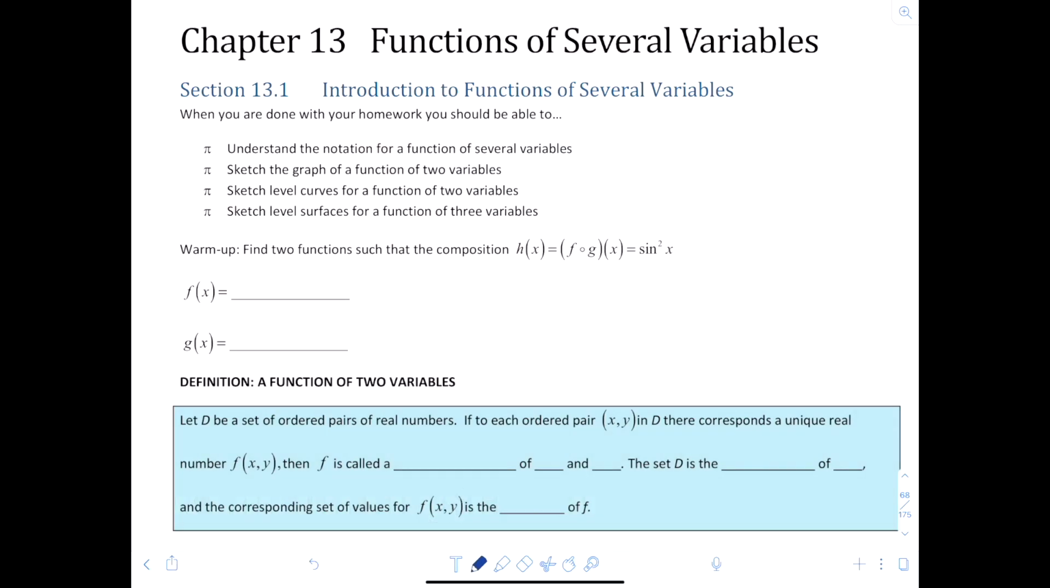Hey there, it's Shannon Mathchick-Myers, and today we'll be starting Chapter 13 from the Larson and Edwards calculus text. And Chapter 13 goes into functions of several variables.